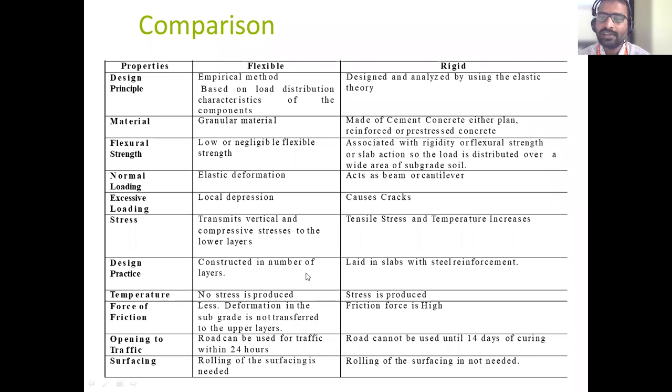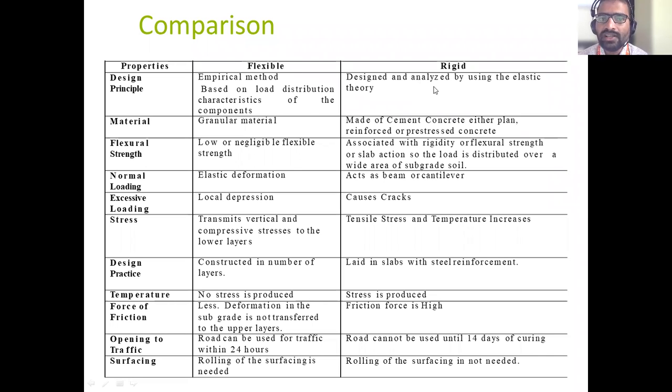Concrete pavement is an example for rigid pavement, correct? Then another one is the bitumen road, or you can call it waterbound macadam. They are examples for flexible pavement. Okay, so you have to be alert in the class. Design principle. In flexible pavement, the empirical method is used. The empirical method is based on the load distribution characteristics of the components. You should remember the empirical method.